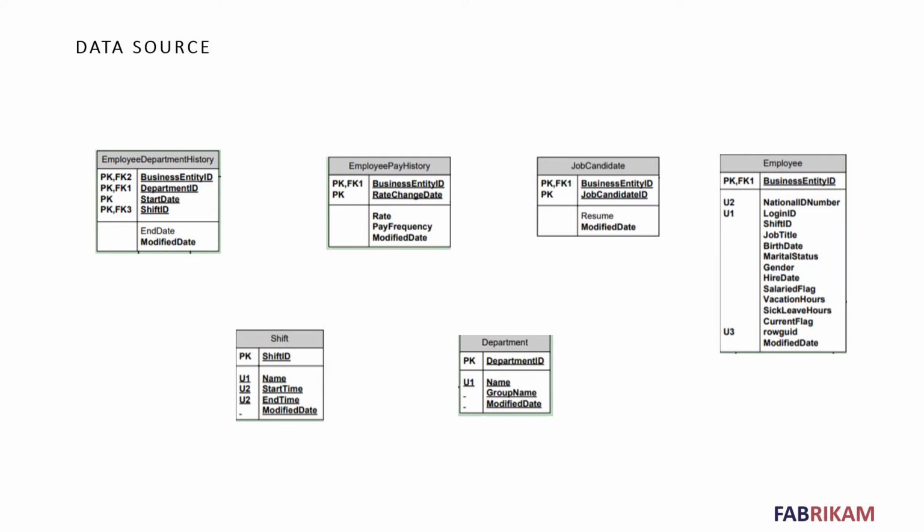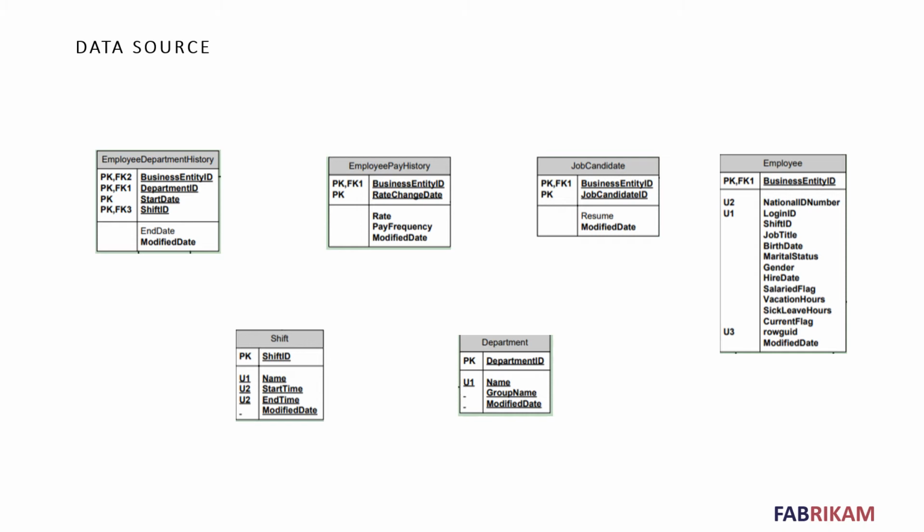And then the next class we have employee pay history. In here we have 2 primary keys and 1 foreign key. Business entity ID is a primary key that also acts as a foreign key. The data type of business entity ID is numerical or integer. And then rate change date is a primary key. The data type of rate change date is interval or date.